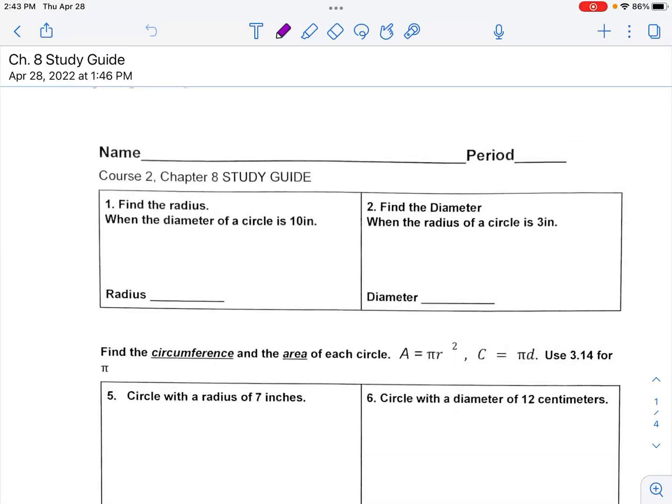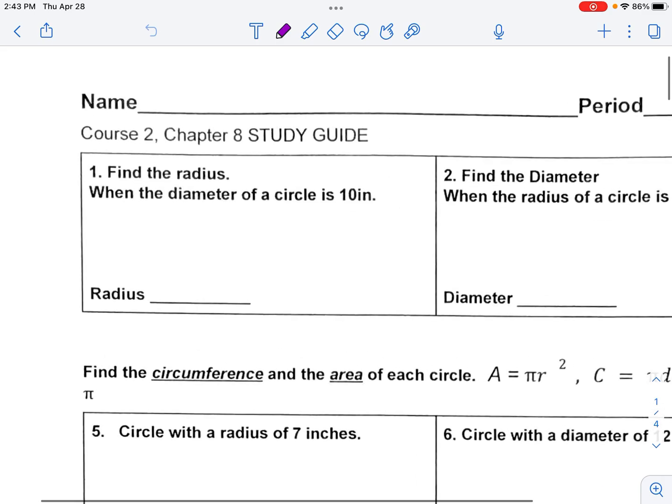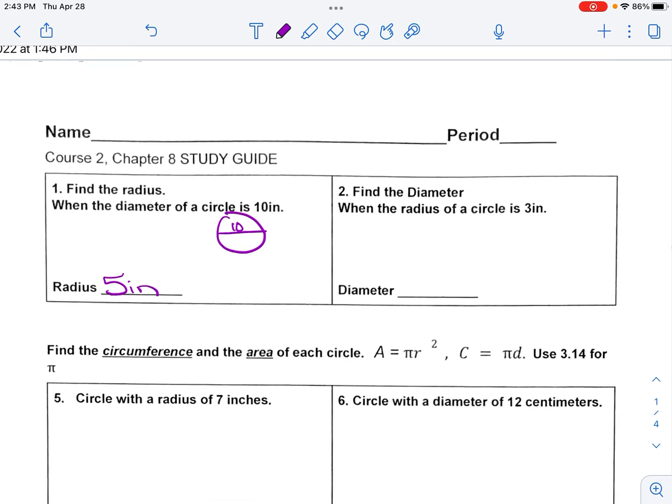Okay, today we are going to go over the Chapter 8 Study Guide in detail. You will be allowed to use a calculator on this test. Here we go. We are going to find the radius. Remember, the radius is half the distance across a circle. If the diameter all the way across is 10 inches, that means the radius would be 5 inches.